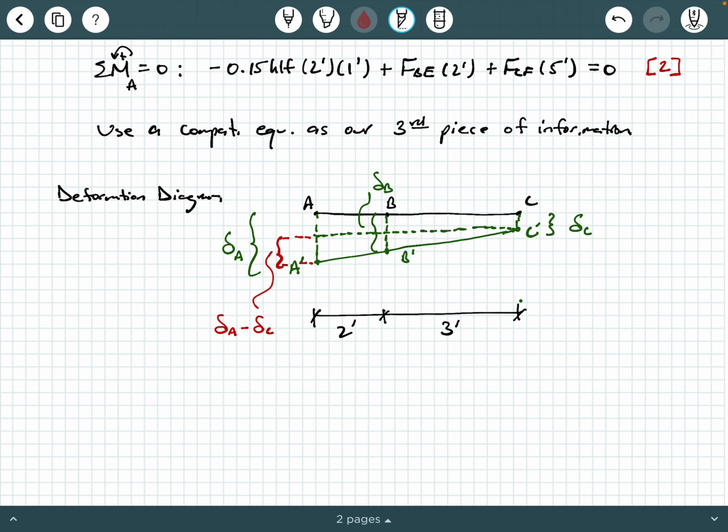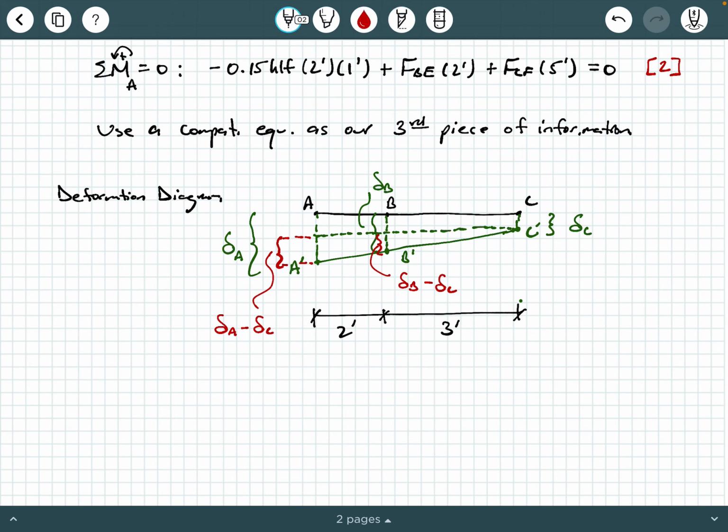And then I'm going to do something similar over here. I'm going to have this distance, which is equal to delta B minus delta C, okay? Now, again, inside this right triangle, we can set up two similar triangles because inside the larger right triangle, we have this smaller right triangle.